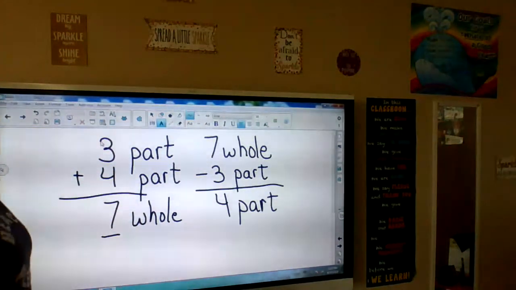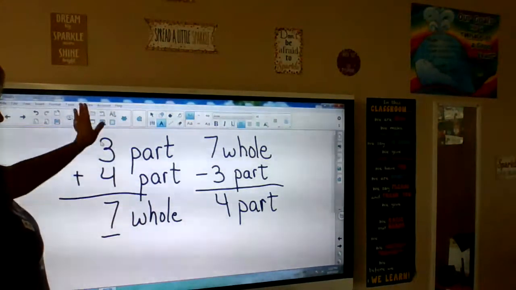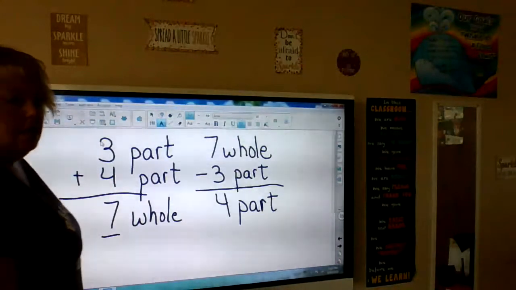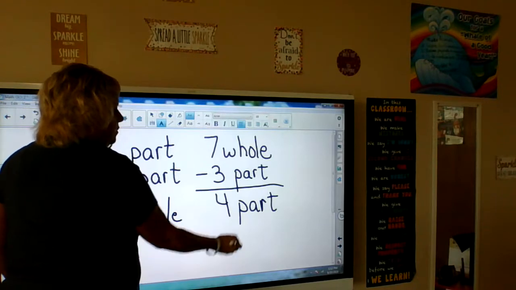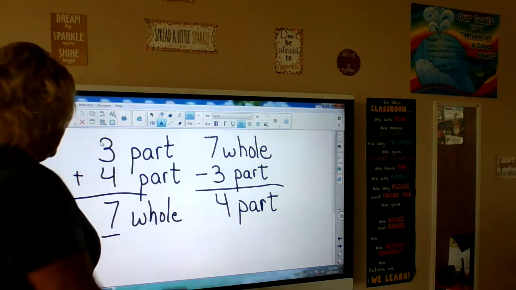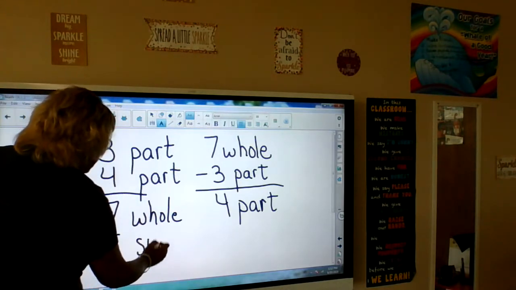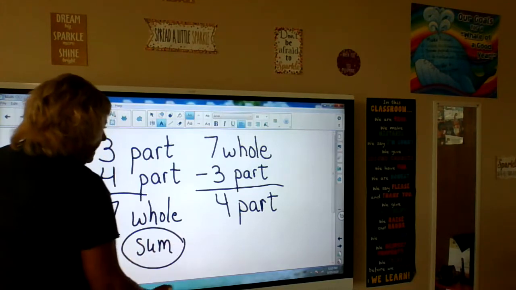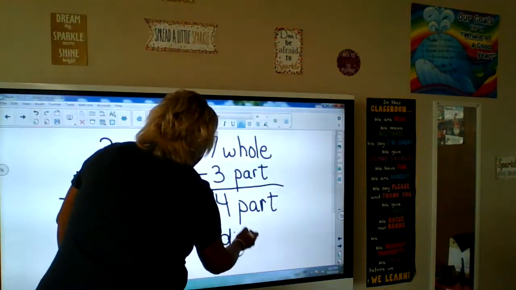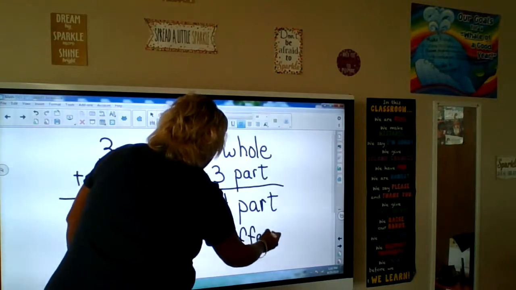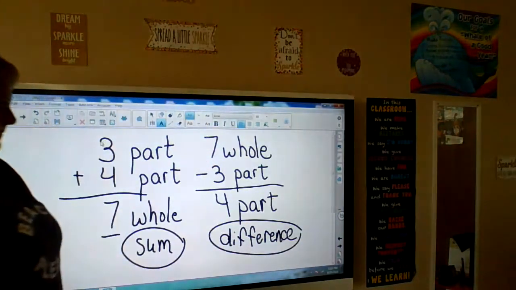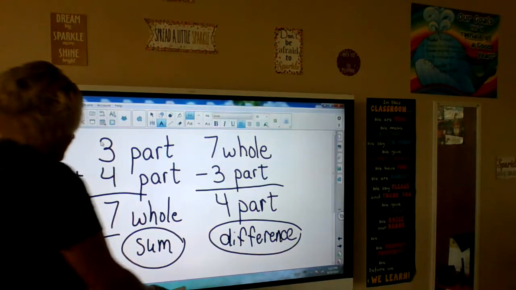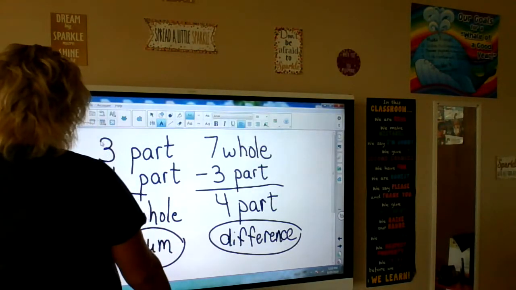Okay? So addition is part equals whole. Subtraction is the whole minus one part will leave you with what part? And the answer to an addition problem is called the sum. The answer to a subtraction problem is called the difference. Okay? All right, I'm going to show you something else.